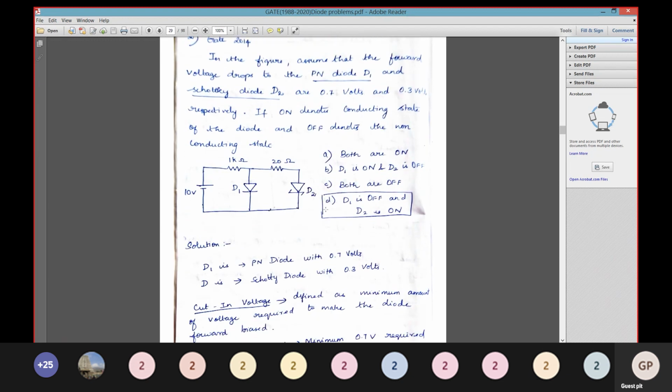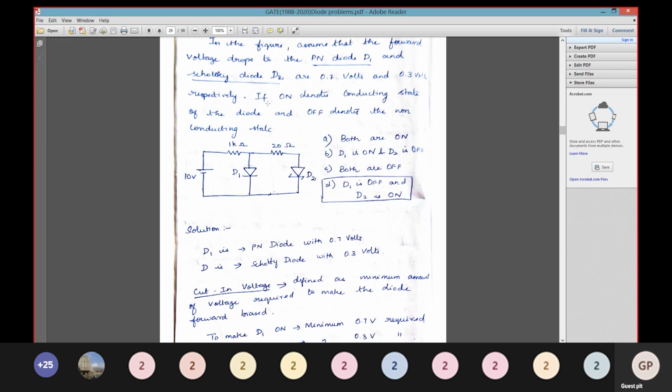This question comes from GATE 2014. Let me read out the question. In the figure, assume that the forward voltage drops of the PN diode D1 and the Schottky diode D2 are 0.7 volt and 0.3 volt. So you have two diodes in the circuit. D1 is a PN junction diode, and D2 is a Schottky diode. D1 has a voltage of 0.7 and D2 has 0.3.